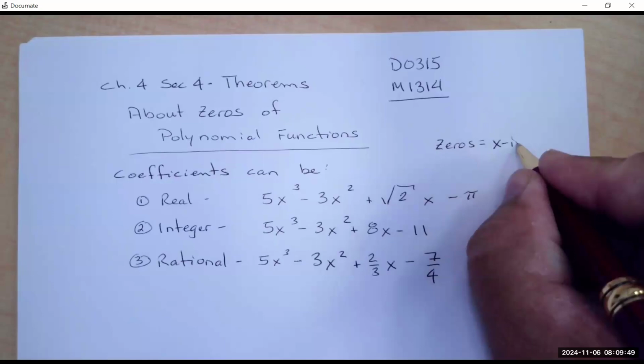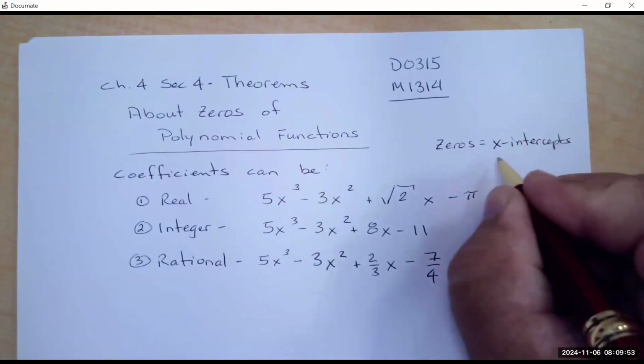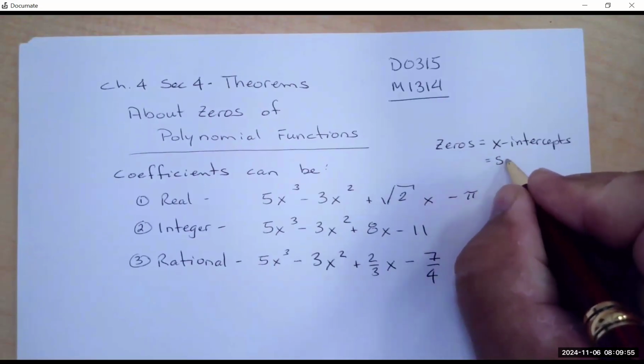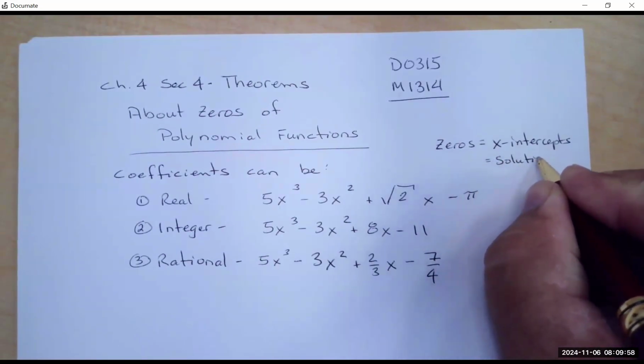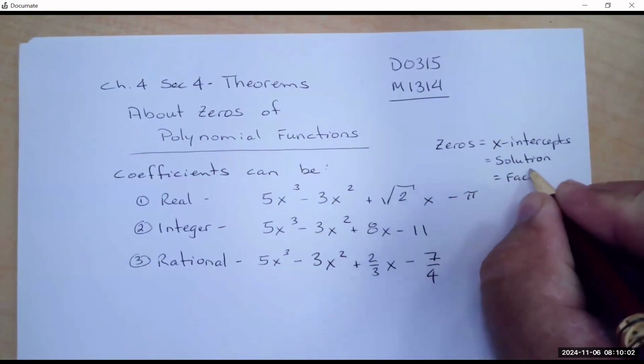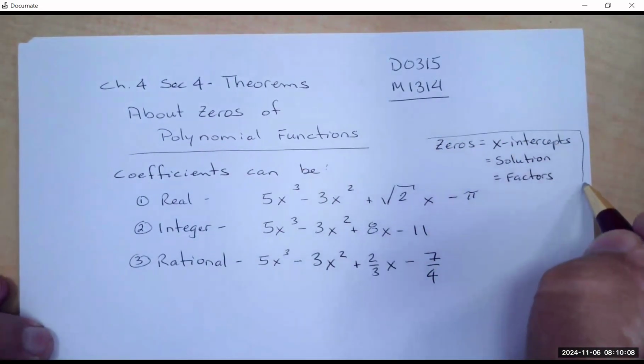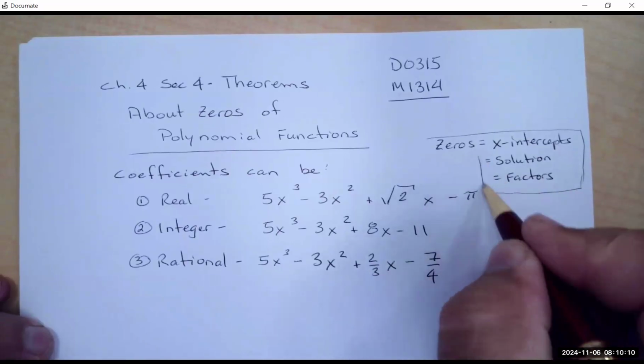The x-intercept. It's also called a solution. The zeros come from the factors. So all of these words are synonymous. They pretty much find the same thing.